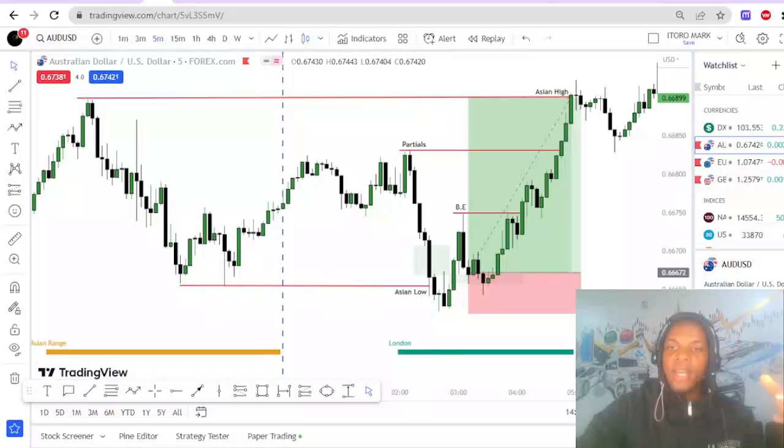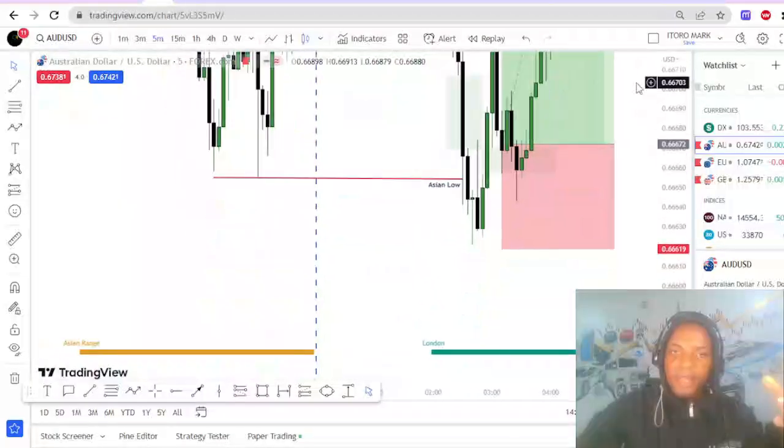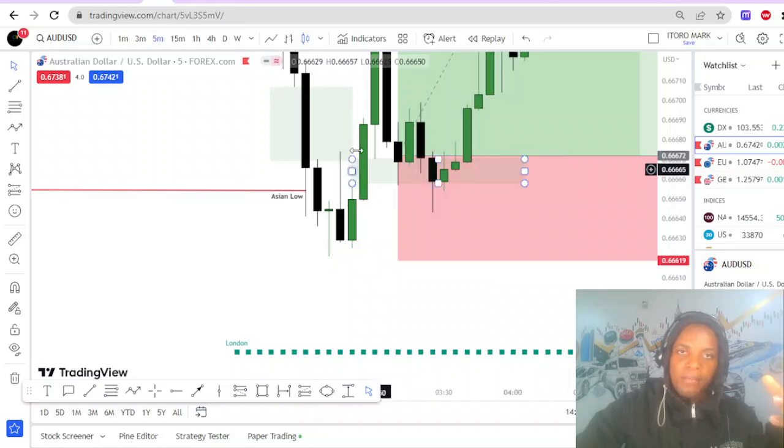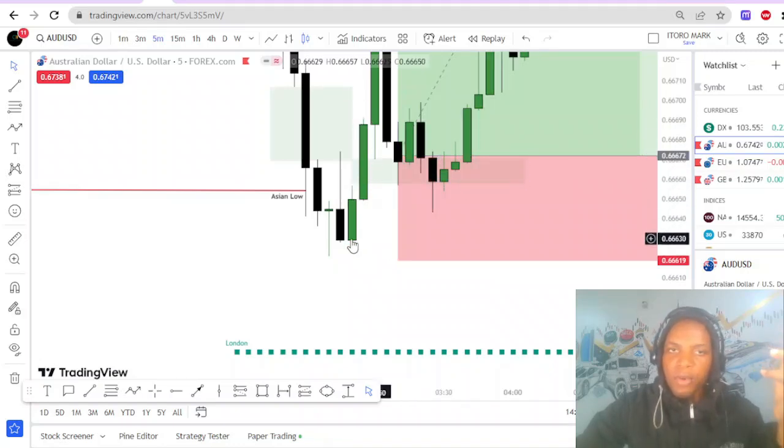fair value gap. So when I came to the 5-minute chart, I saw a fair value gap, and this was it. The high of this candle and the low of this candle, the gap in between here, the distance between them, is the fair value gap. Remember, the fair value gap consists of 3 candlesticks, 1, 2, and 3, and the fair value gap normally forms on the second candlestick. So that's where I marked out my level for my entry.